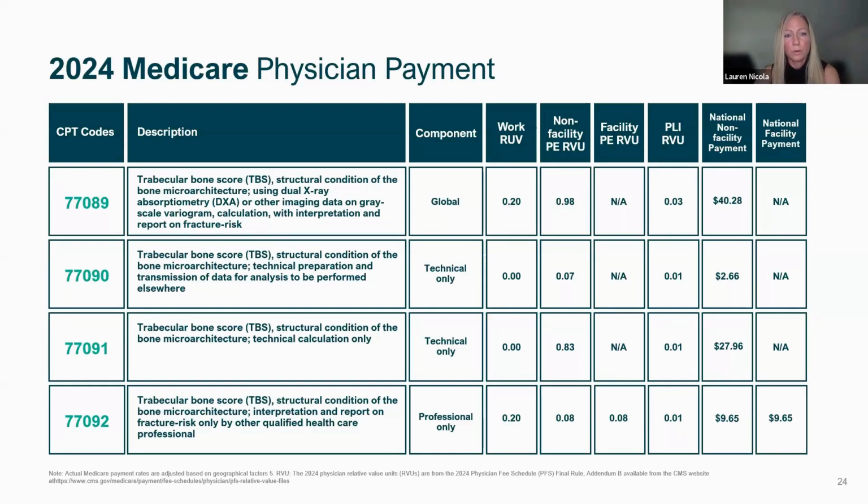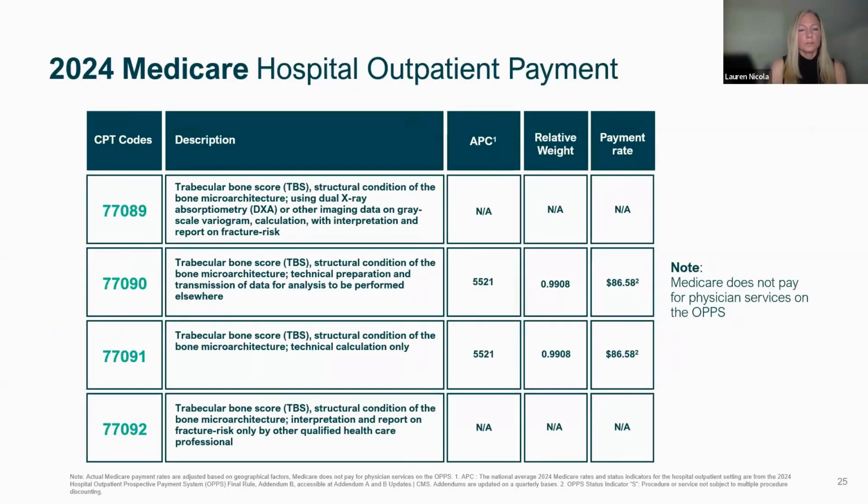The 091 is the technical component for the calculation only. So if you're a hospital facility who's doing the technical component, but a physician is reading it elsewhere, you would bill that code. It's $27.96 just to represent the technical part of that reimbursement. And then, as we said, the 092 is the physician work component. So if the physician is billing their services separately, they would bill that code. It's the 0.2 work RVU, which corresponds to a payment of $9.65 for the interpretation of that exam. Next slide, please.